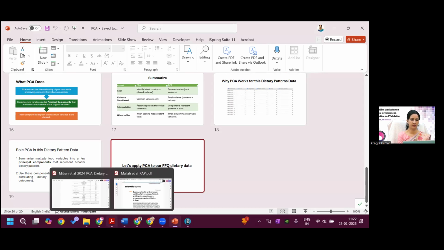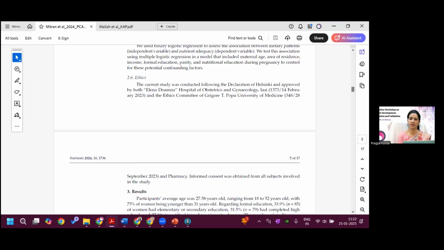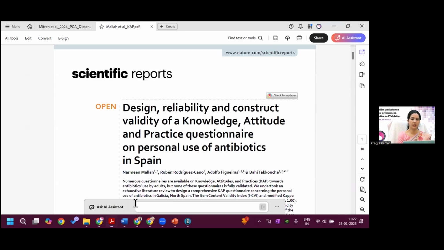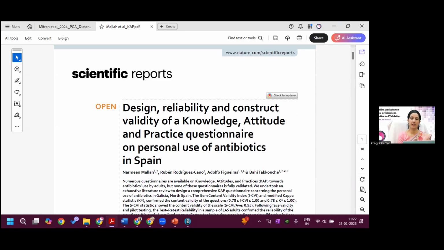Let me see. Mitra, no? This one was the article. No, Malla, though, I think I'll discuss. Okay. Could you read the article, this one which we shared? Malla. Yes, ma'am. Okay, okay. So we'll discuss this once again.